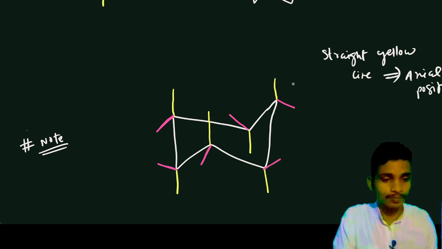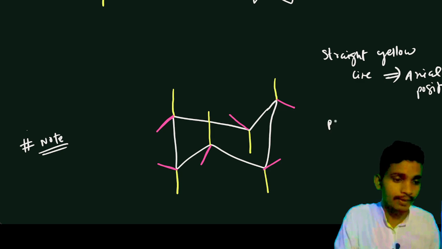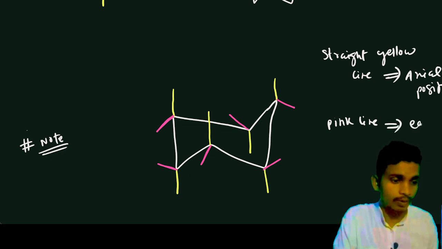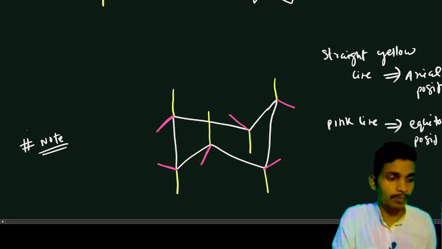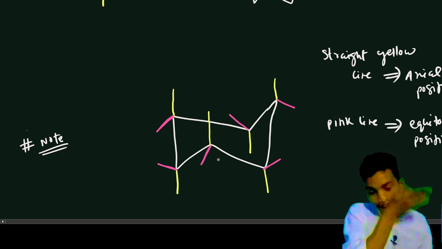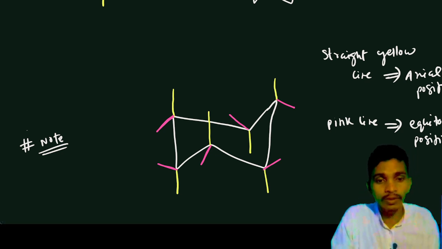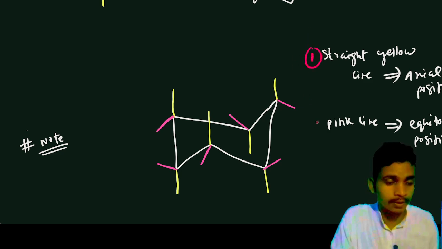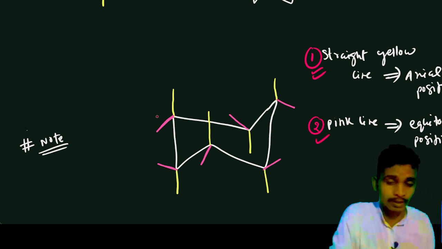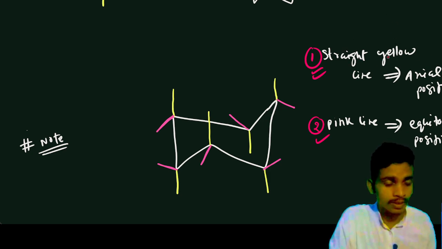So this pink line shows the equatorial positions. This we should know, and I think I already discussed this, so we know this very clearly. So this is the axial position, the straight lines, and this pink line shows the equatorial positions.